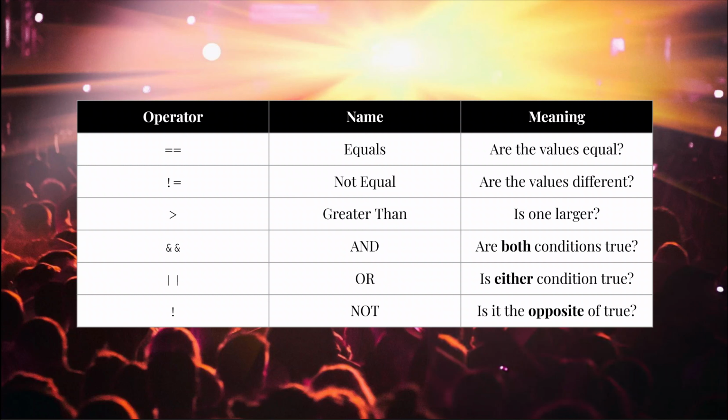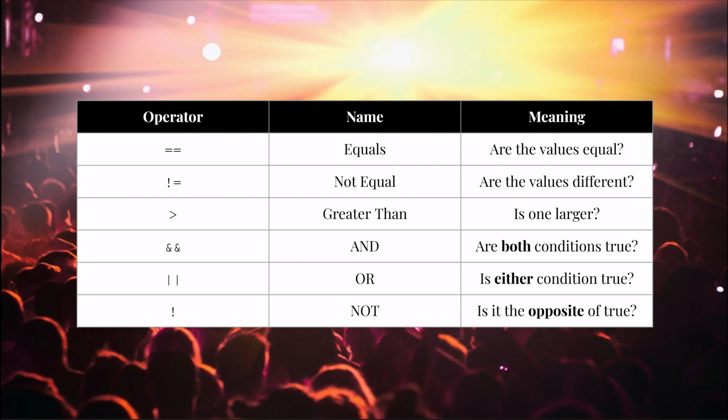The equals is the equals operator. You would use this to check if two values are the same. For example, in a video game, you could say if score equals 100, it checks if your score is exactly 100. The next one is the not equal operator. It does the opposite. It returns true if the values are different.